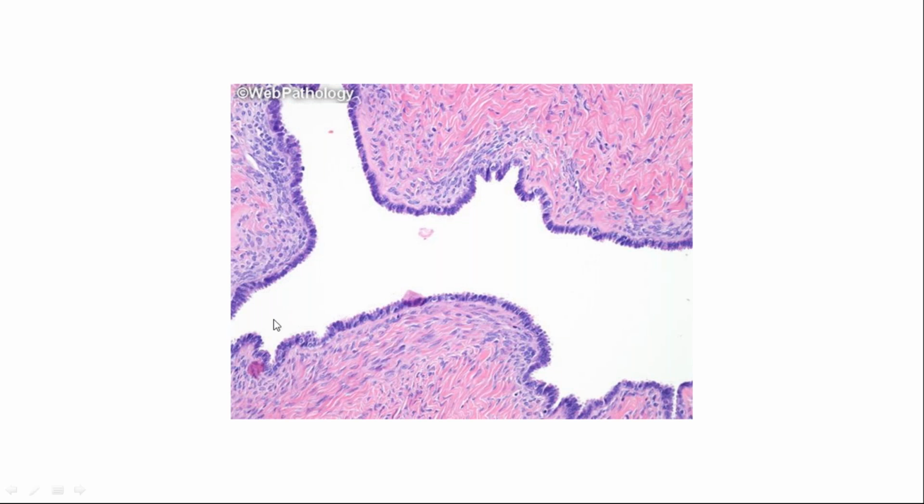This is the cyst-like space. All the fluid is drained out. So this is just the lining. This lining contains columnar epithelium. You can appreciate that these cells are long, tall. So this is a columnar epithelium, and this epithelium is thrown into folds representing a papilla. So this is a papillary serous cystadenoma.